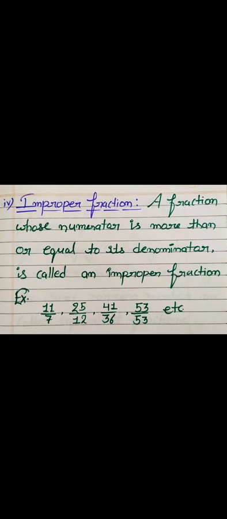Next, improper fraction. It is the opposite of proper fraction. A fraction whose numerator is more than or equal to its denominator is called an improper fraction. Like 11 upon 7, in which the numerator value is more than the denominator, 25 upon 12, 41 upon 36, 53 upon 53. These all are some examples of improper fractions.